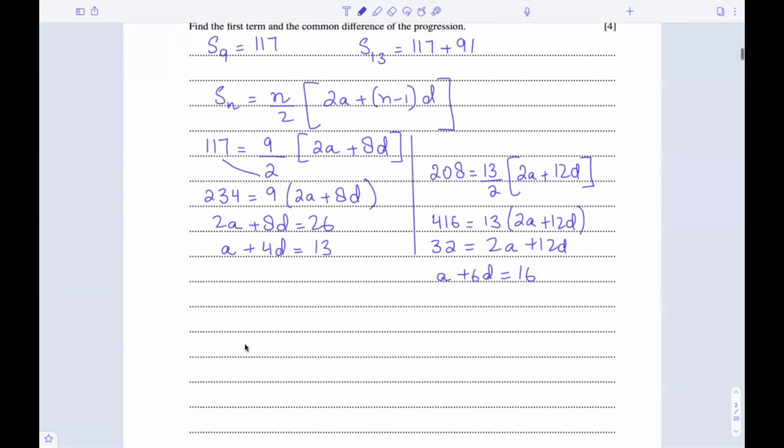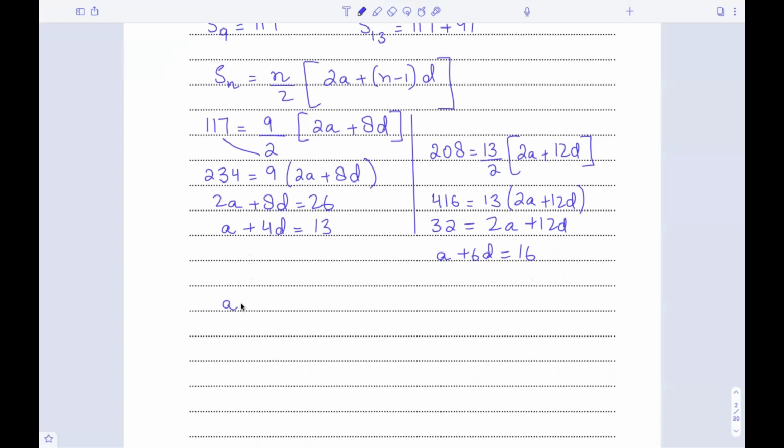Now we have to solve the two equations simultaneously. So a plus 4d is equal to 13. A plus 6d is equal to 16. So we can change the sign of the second equation. A and a will cancel. 4d minus 6d is minus 2d. 13 minus 16 is minus 3. So d will become 3 upon 2.